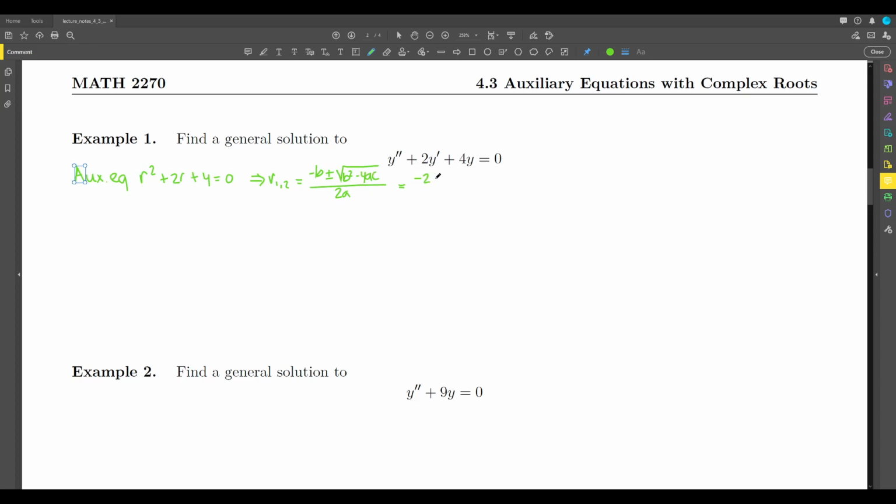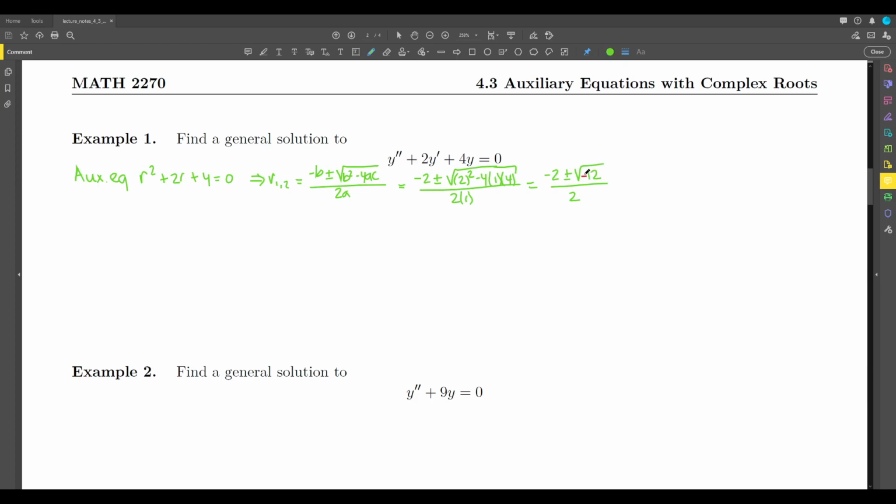So we get negative 2 plus or minus square root of 2 squared minus 4 times 1 times 4, and we divide that by 2 times 1. Now, we can simplify that a little bit. That's negative 2 plus or minus the square root of negative 12 over 2. I'm going to mark the negative with red here so that it pops.